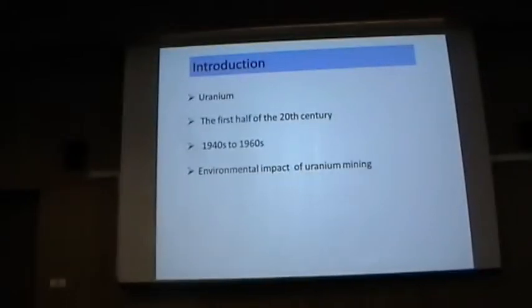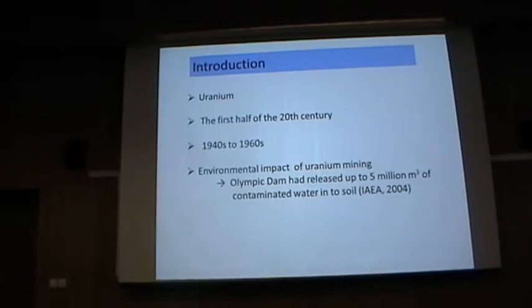To start with, just brief information about uranium. Uranium is a radioactive element which occurs naturally, and in the first half of the 20th century uranium was mined for radium. Radium was used at that time for cancer treatment. After that, the first uranium mining boom was between the 1940s and 1960s, during World War II. During that time a lot of uranium mining took place, and the waste product of the mining has been deposited in different forms, and there are various environmental impacts associated with uranium waste disposal.